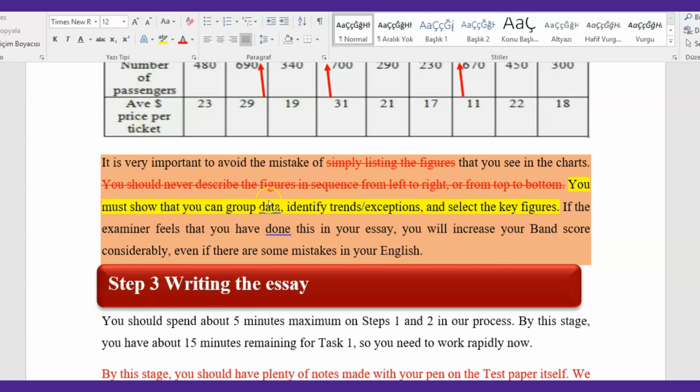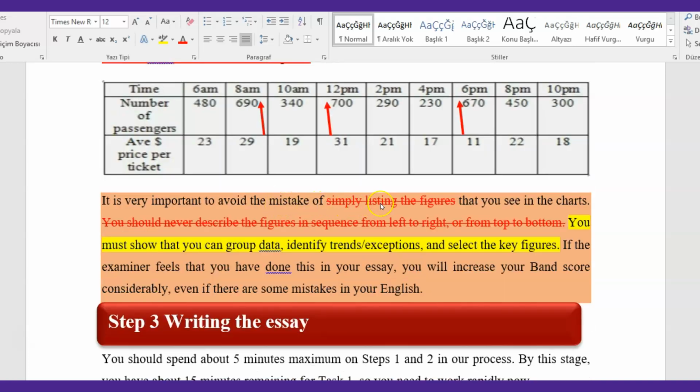It's very important to avoid the mistake of simply listing the figures. We don't want this, that you see in the charts. You should never describe the figures in sequence, in order, from left to right or from top to bottom. You must show that you can group data, identify trends and exceptions, and select the key figures. If the examiner feels that you have done this in your essay, you will increase your band score considerably, even if there are some mistakes in your English.